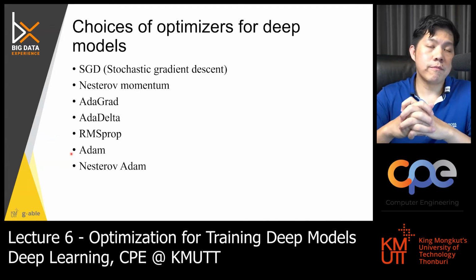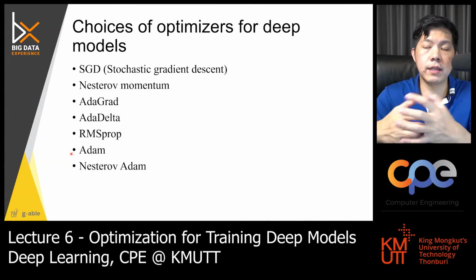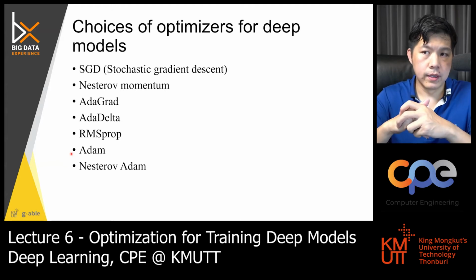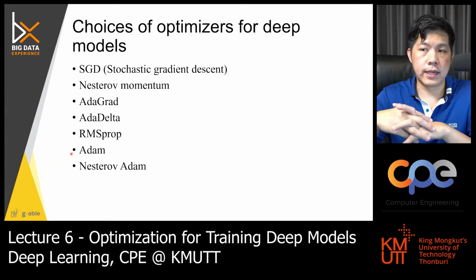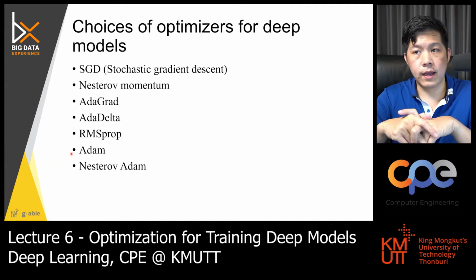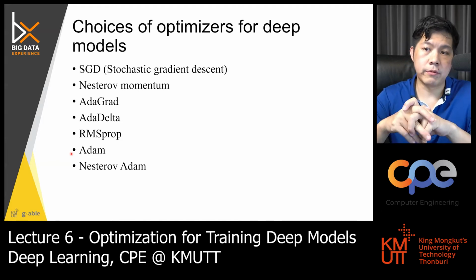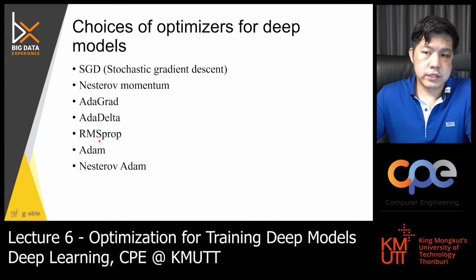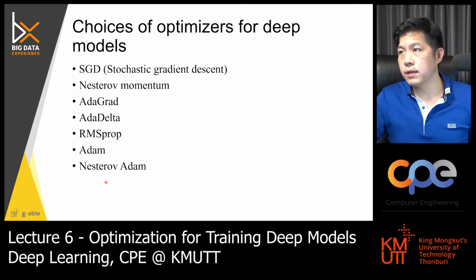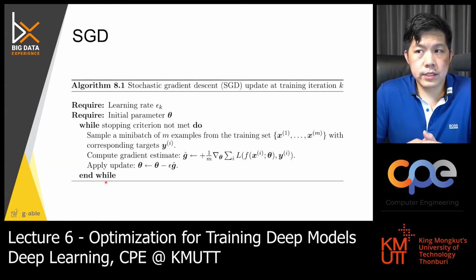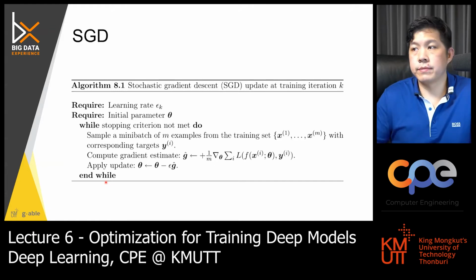The Nesterov momentum. What does it mean by Nesterov? What is momentum? And the Ada, right? This is adaptive gradient, and the RMSProp, the Adam and Nadam, Nesterov Adam. Let's take a look. First, start with the stochastic gradient descent.